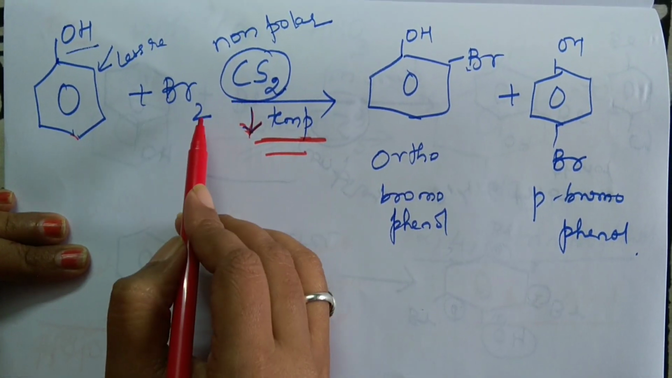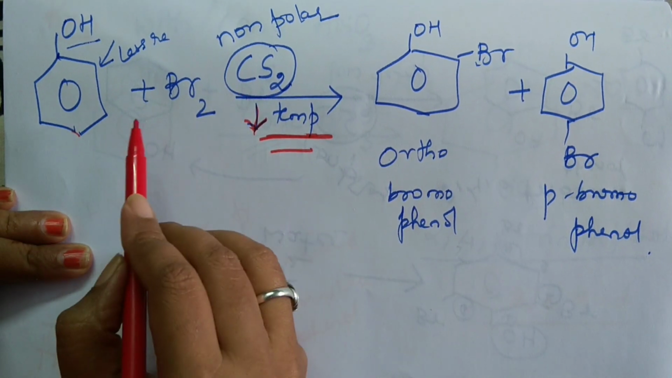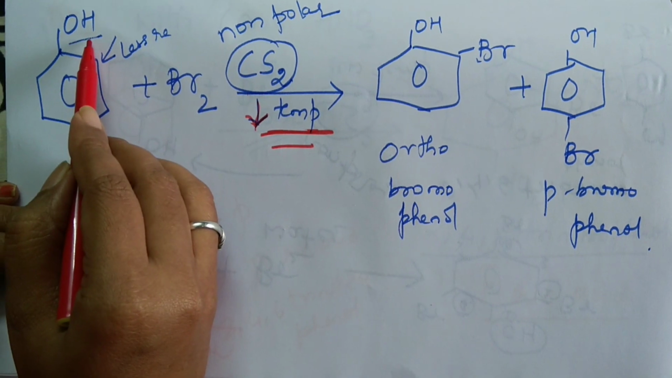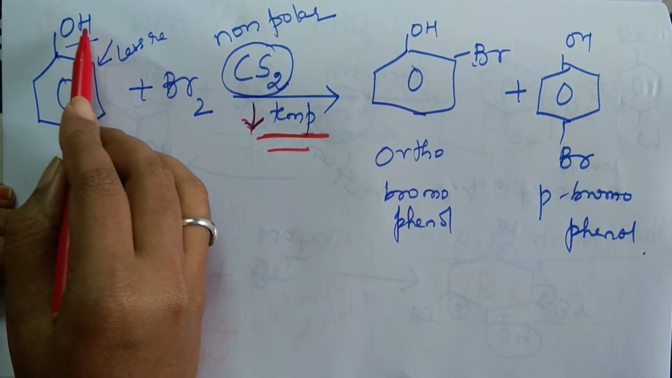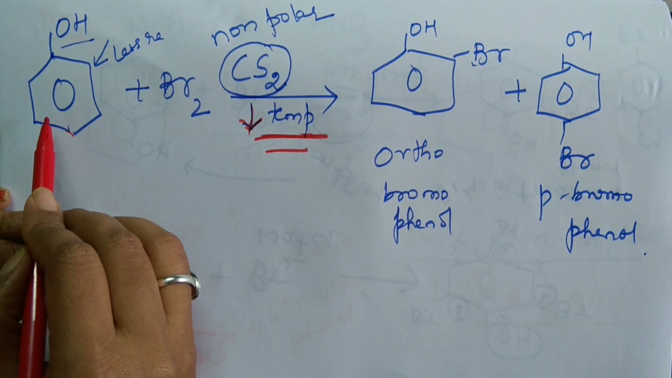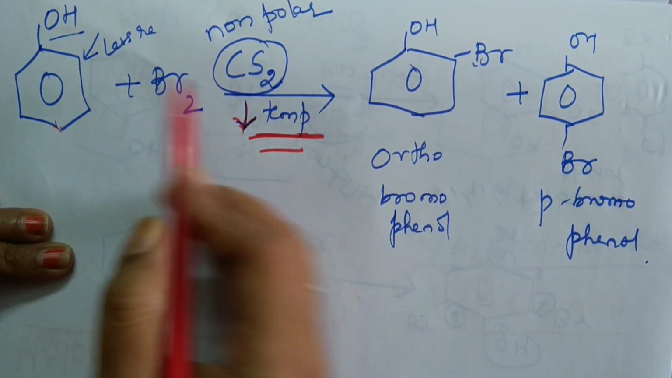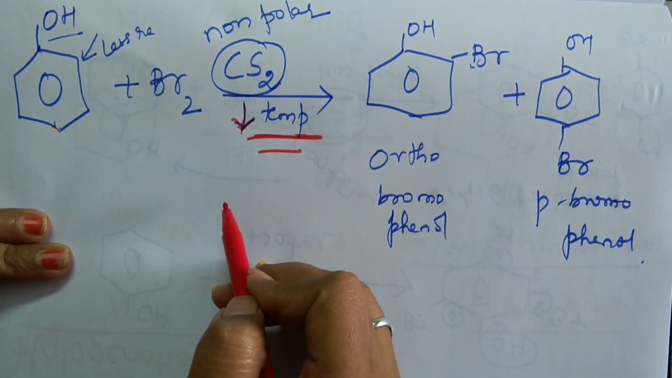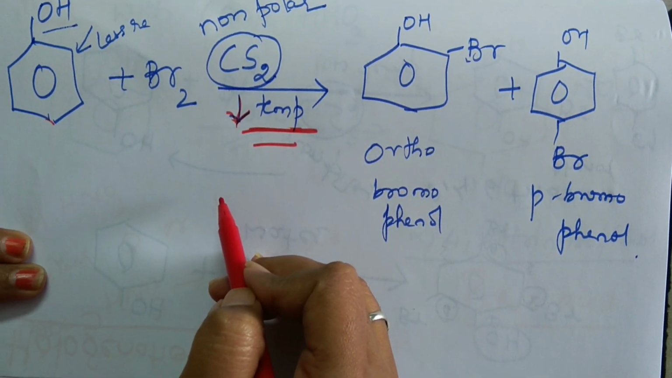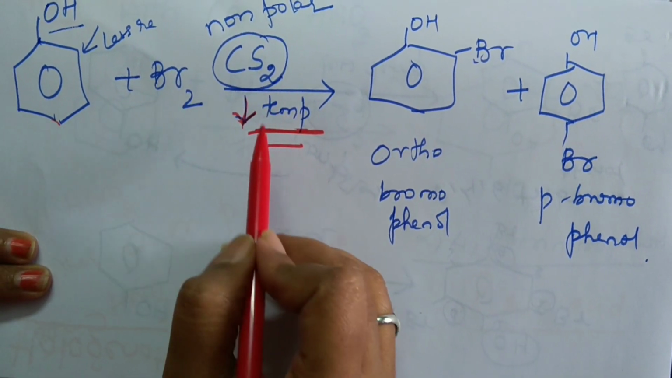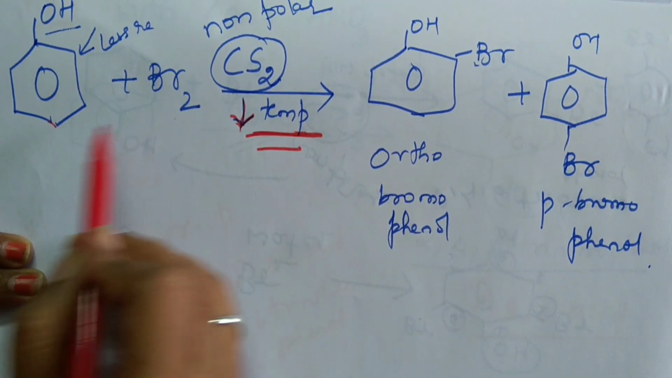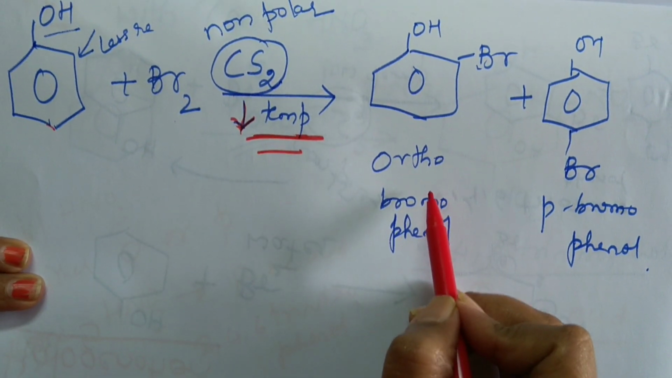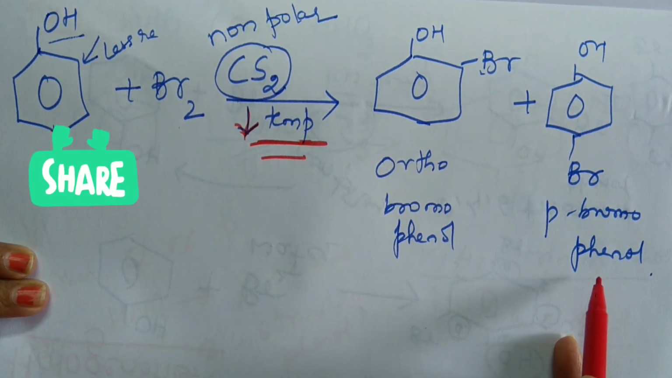Now what is the use of carbon disulfide? It is a non-polar solvent. What it does is prevent the ionization of phenol. It means it prevents the removal of H from phenol, thus reducing its reactivity. And at low temperature, we know the lower the temperature, the slower the reaction. As a result, in presence of carbon disulfide and lower temperature, bromination of phenol takes place, no doubt, but we get either orthobromophenol or parabromophenol.